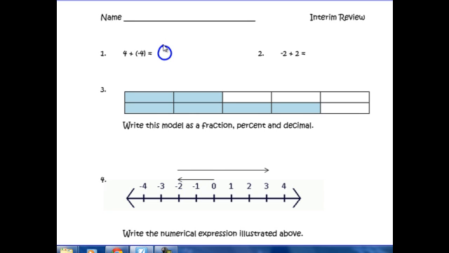Number 2 also is additive inverses. When you add or sum additive inverses, or when you add opposites, you get a sum of 0.